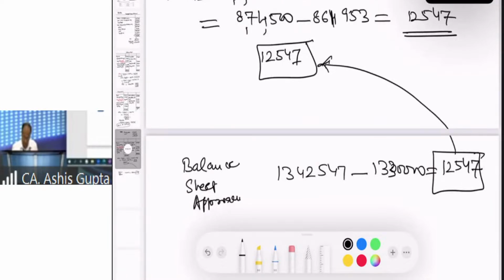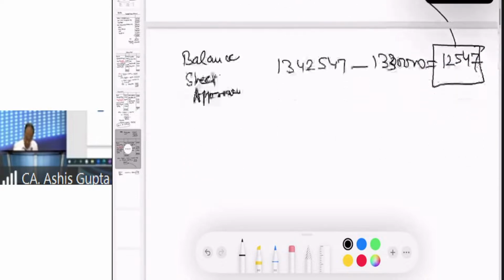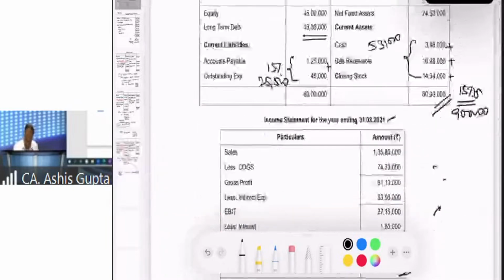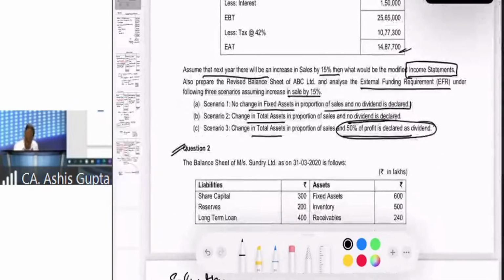I'm coming to the next question. Student, a part of this question has mistakenly come, so I'm just reading this question, then I will solve it with you. This question is from your study, January 2021 attempt. The question says the balance sheet of MS Sundry Limited as on 31st March 2020 is as follows.